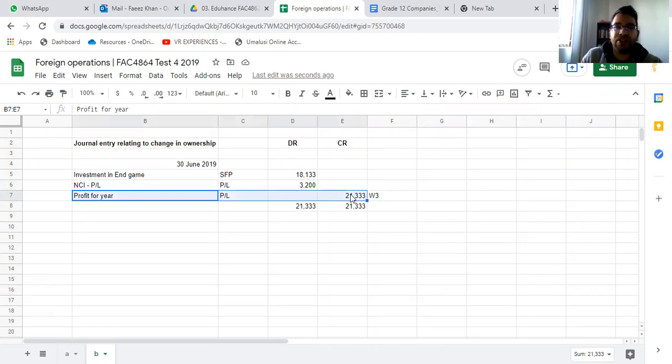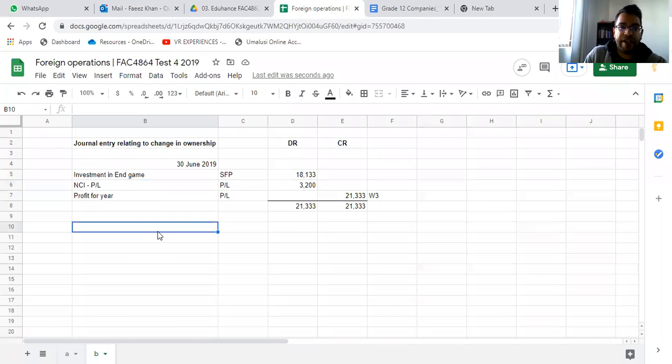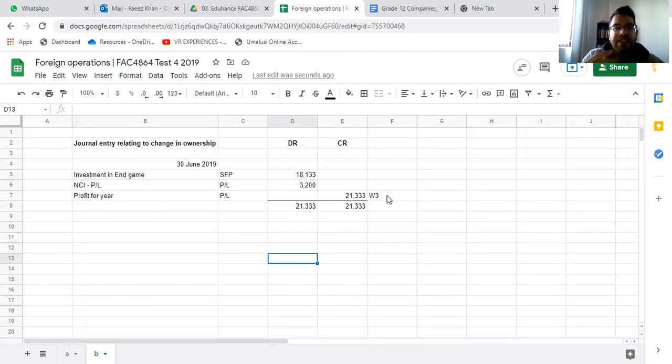There was nothing in the starting point, so therefore we need to bring on 100%. If we had something in the starting point, all we would have done is process this journal entry. We'd have reduced profit for the year by 3.2, and we'd have taken the other against NCI. So just take note of that. But because there's nothing sitting in the investment in endgame, we have to adjust the investment in endgame. So just take note of that. All of this is coming from working 3, which is the analysis of equity.